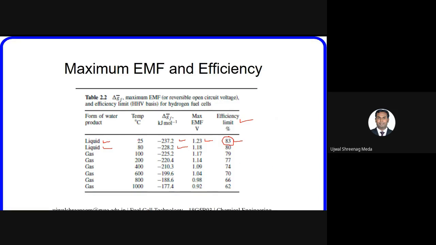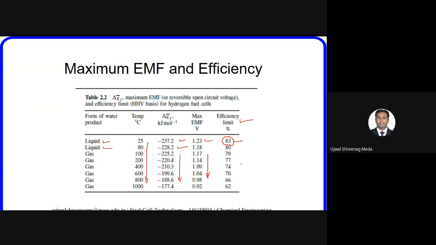So now the clear observation here is, with increase in temperature, the delta GF value decreases. So is the associated EMF and efficiency.